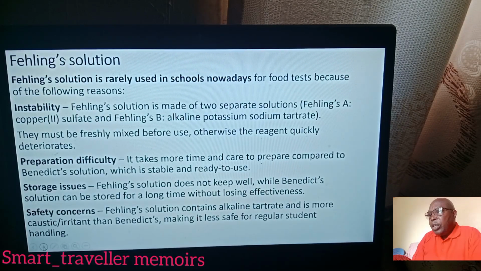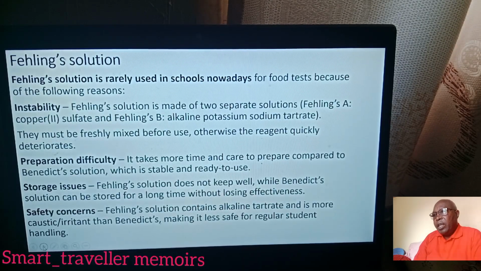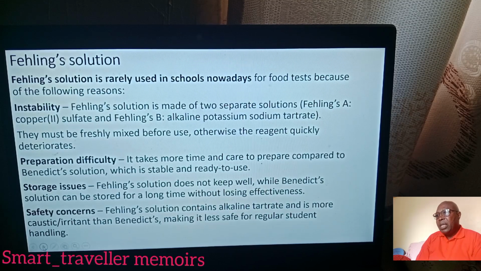Now, let me mention something about the two solutions, Fehling's and Benedict's. Fehling's solution is rarely used in schools nowadays for food tests, for the following reasons. First of all, it is unstable. Fehling's solution is made up of two separate solutions, Fehling's A, that is copper(II) sulfate, and Fehling's B, which is alkaline potassium sodium tartrate. They must be freshly mixed before use, otherwise the reagent quickly deteriorates.